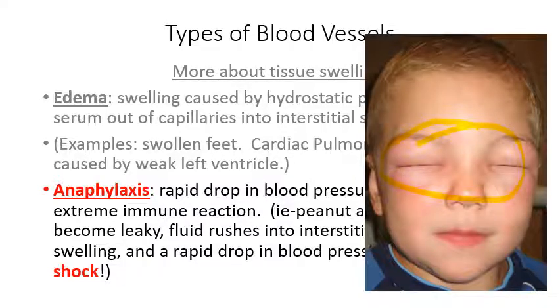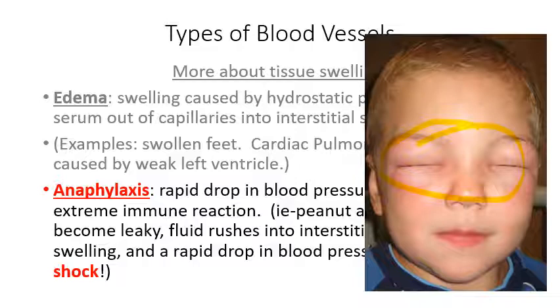Now, because you've lost so much fluid from the capillaries, you also have a rapid, sudden drop in blood pressure. We already said that if you increase the blood volume, you increase the blood pressure. It stands to reason, therefore, that if you decrease the blood volume, you will decrease the blood pressure. So the blood pressure will drop dramatically in anaphylaxis, and it's difficult for the blood to travel around the body quickly.